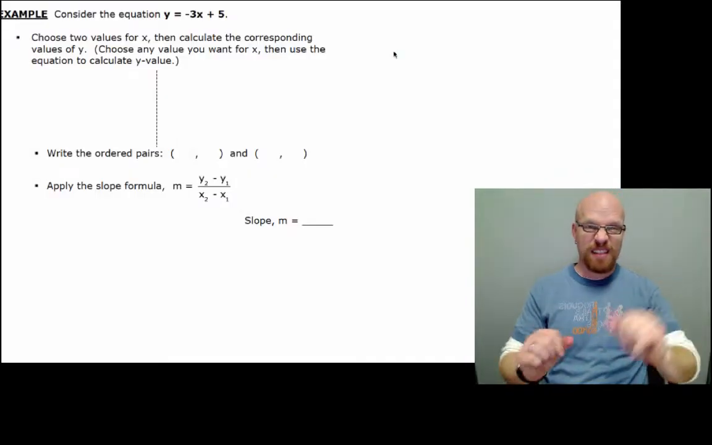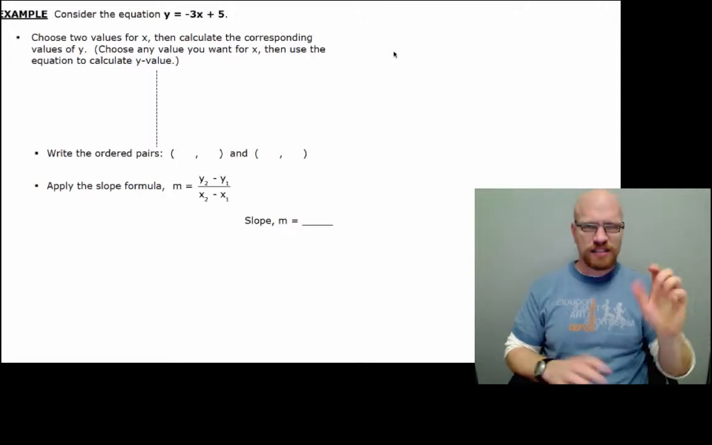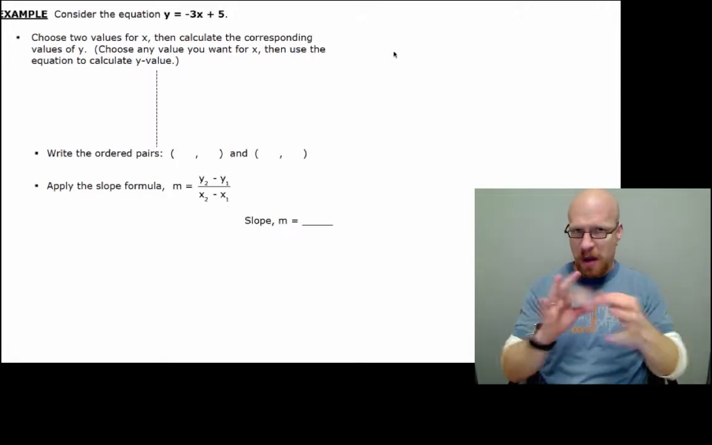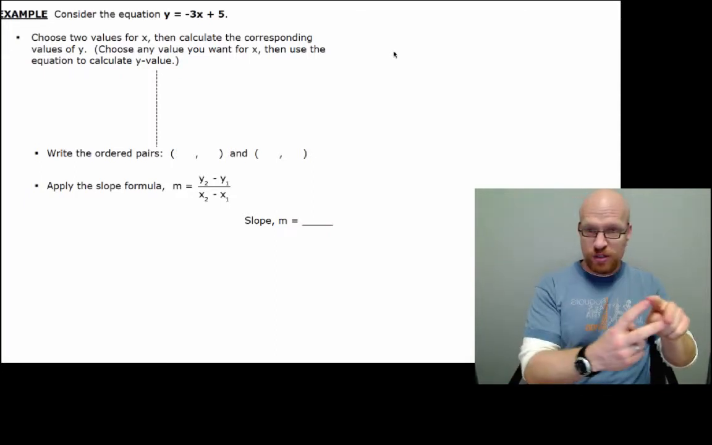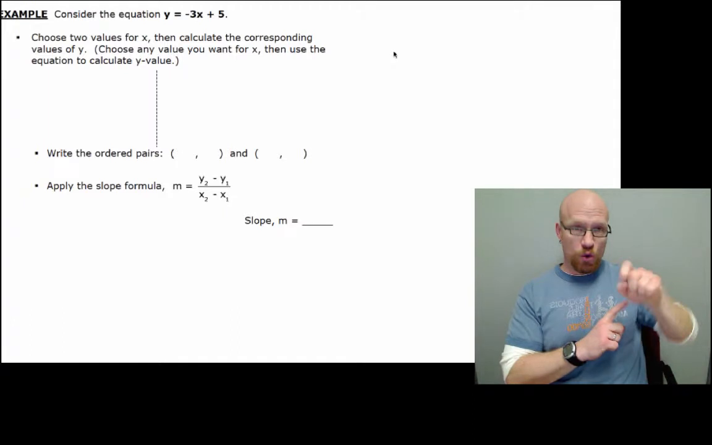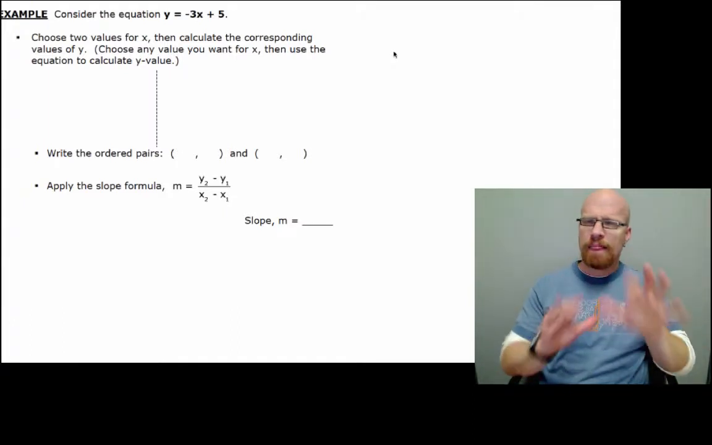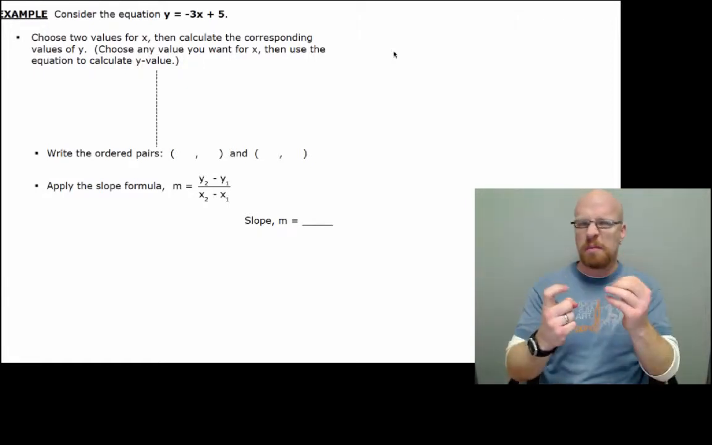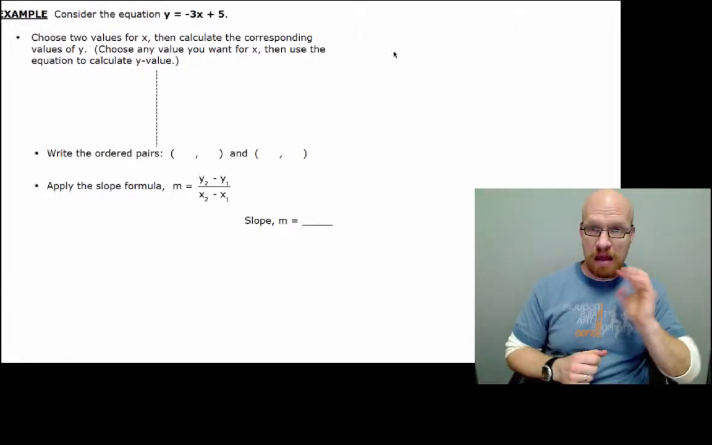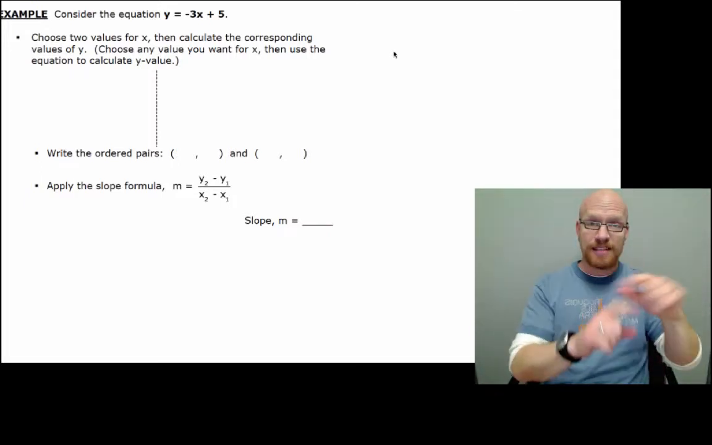Hello. In this vlog, we're going to look at finding 2 points using an equation we have, then writing the pairs, calculating the slope from those 2 pairs. First, let's pick an x value, 2 of them. Our equation is y equals negative 3x plus 5.